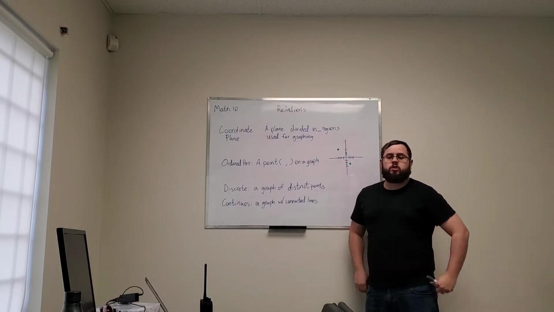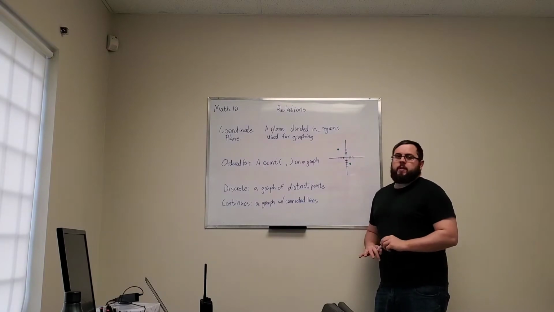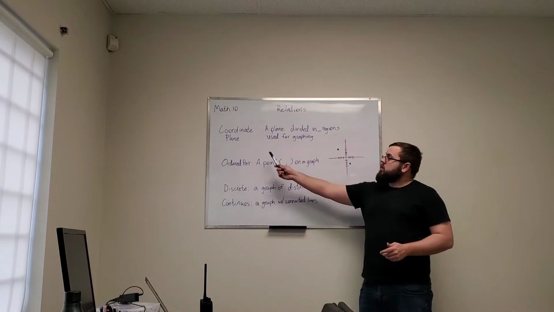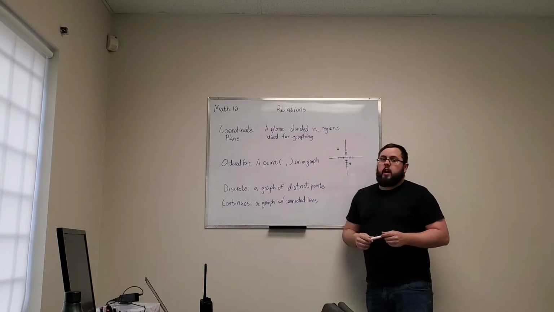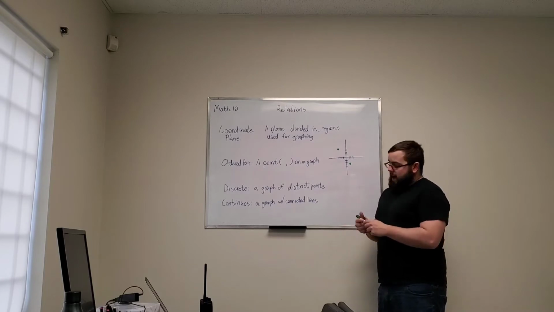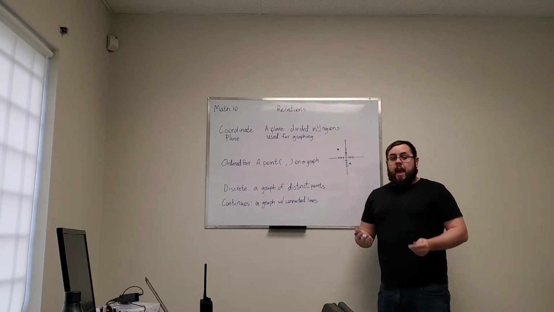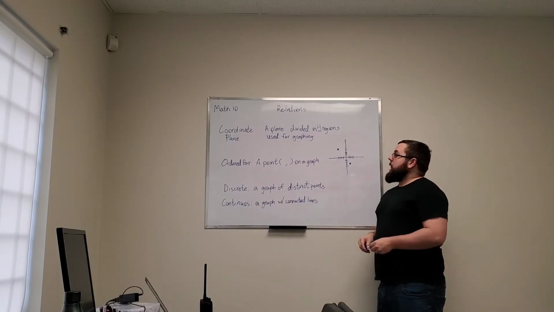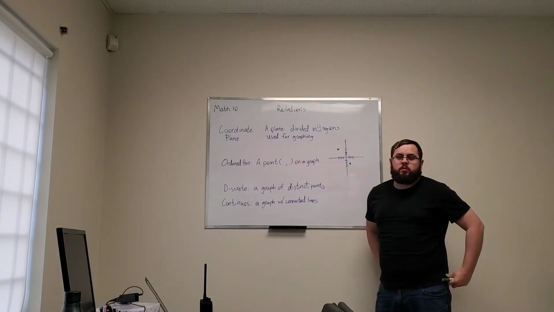So to begin, we're just going to talk a little bit about some of the foundations that we need to know before we can actually jump into relations, and that is the coordinate plane. A coordinate plane is a plane divided into 4 regions, and it is one of the ways that we can use graphing. The one that we use is also known as the Cartesian plane.